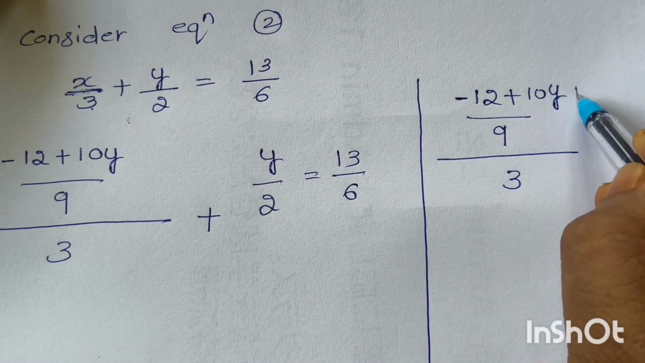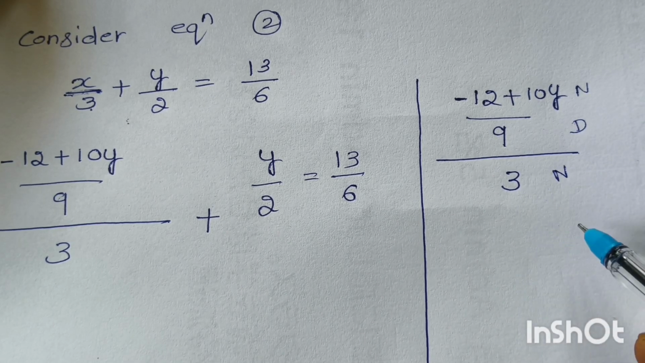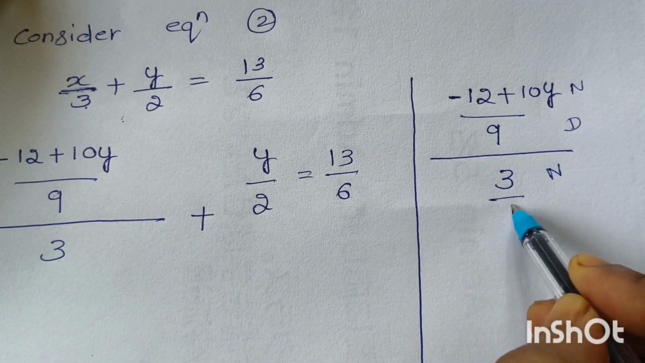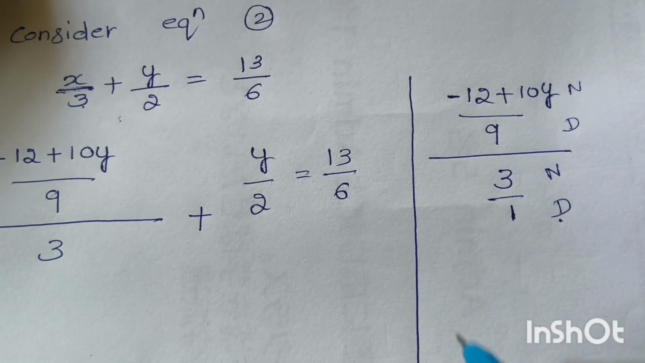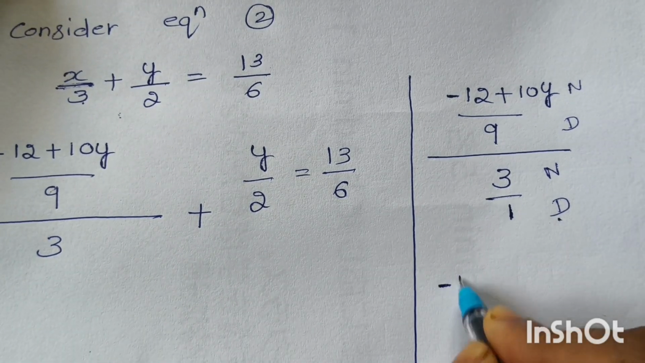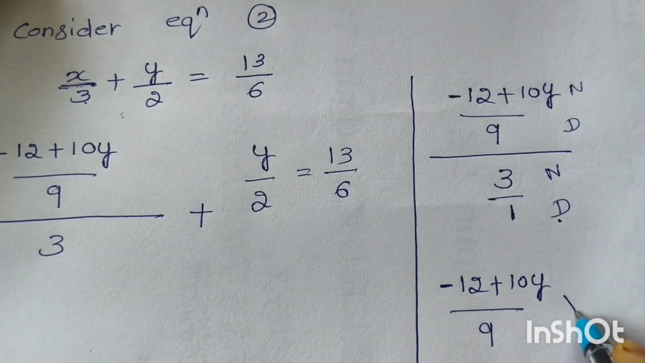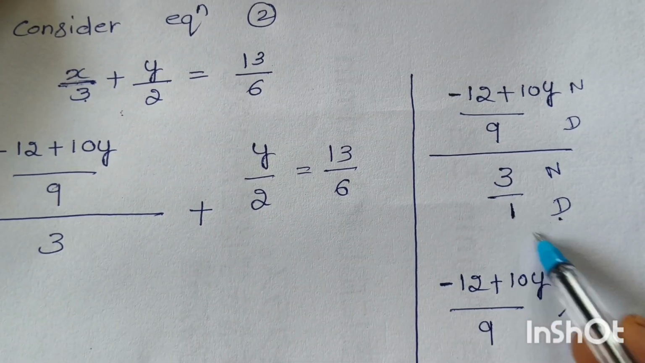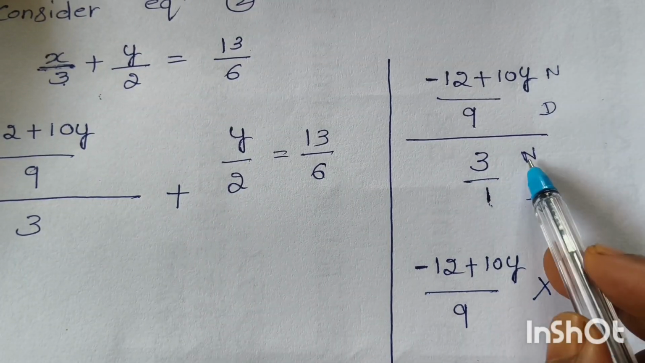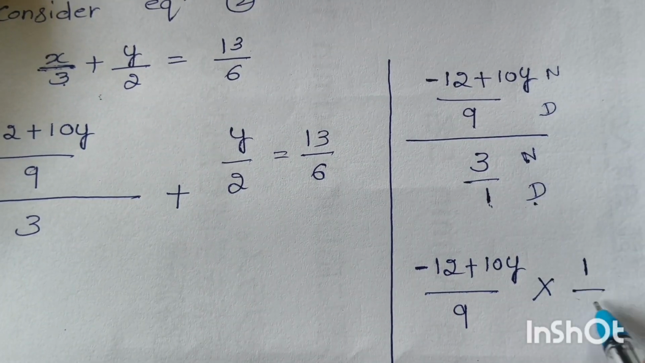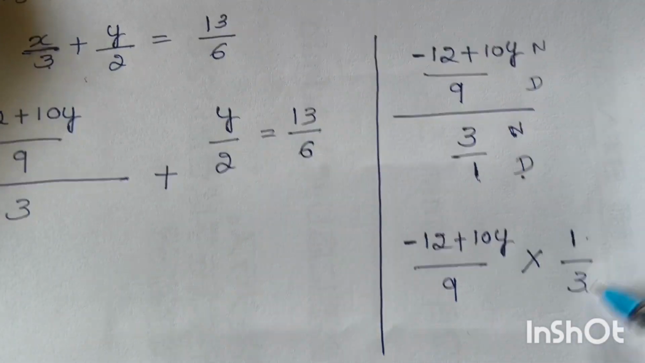Now here, this is the numerator, and this is the denominator. For this numerator, the denominator is not there, which means we can take 1 and consider this as the denominator. Now, minus 12 plus 10y divided by 9, into, when we do multiplication, this denominator 1 will go to the numerator, and the numerator 3 will come to the denominator, right? Therefore, it is 1 by 3.